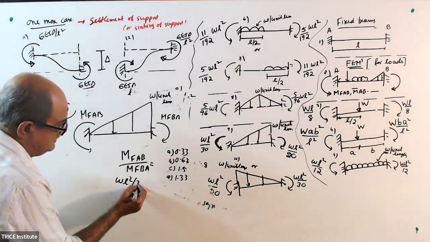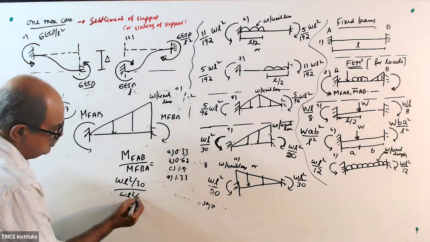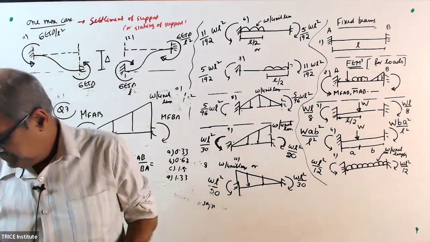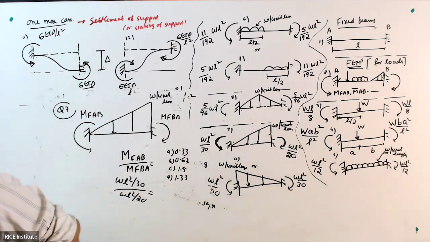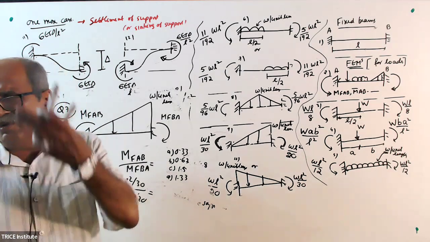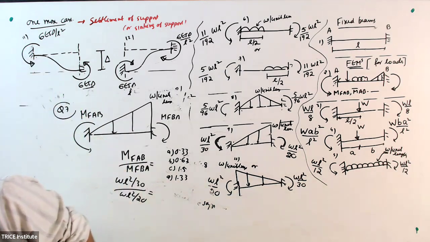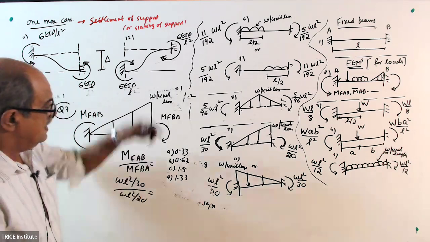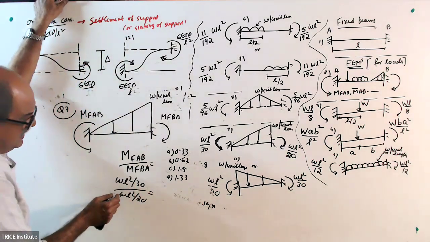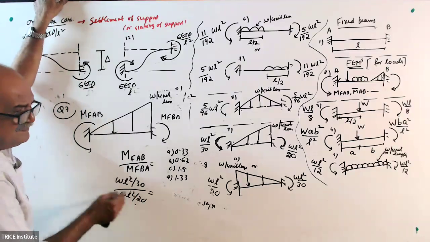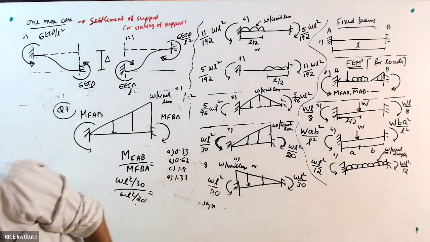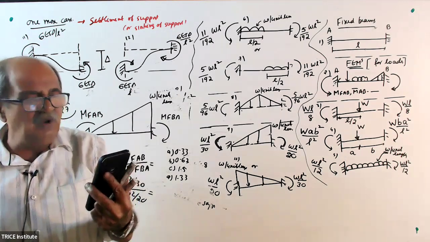WL square by 30 divided by WL square by 20. Answer first. Which is the correct answer, A, B, C, D? Look carefully, MFAB by MFBA. You should read the question correctly. You said C. MFAB is WL square by 30, MFBA is WL square by 20, this by this they want. How is it 1.5? You are in such a hurry, you are spoiling the question and losing it unnecessarily.